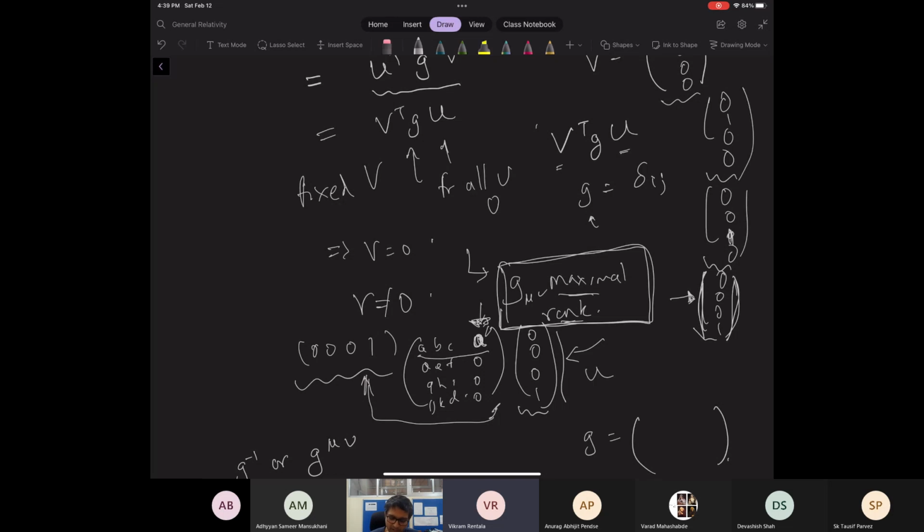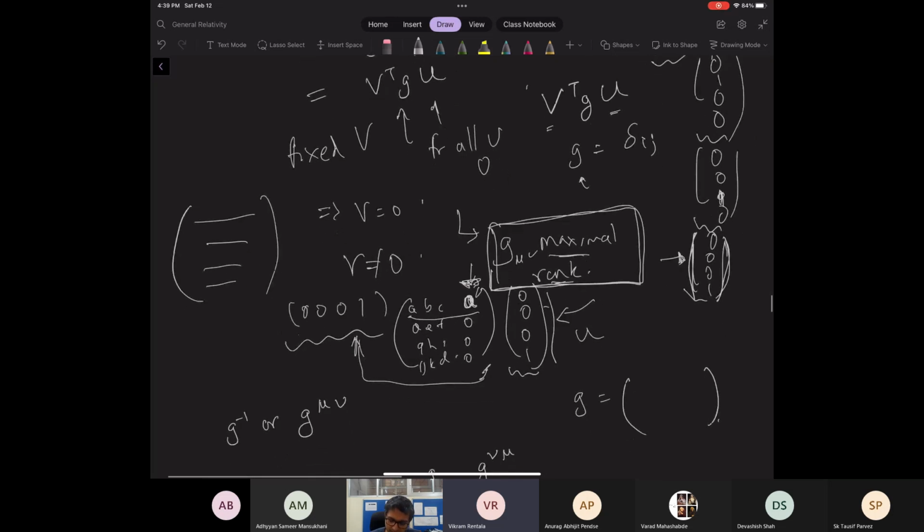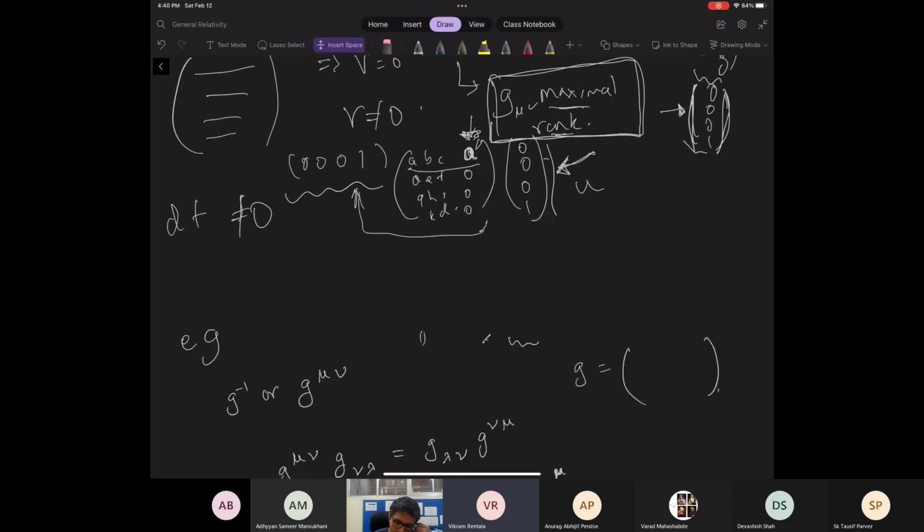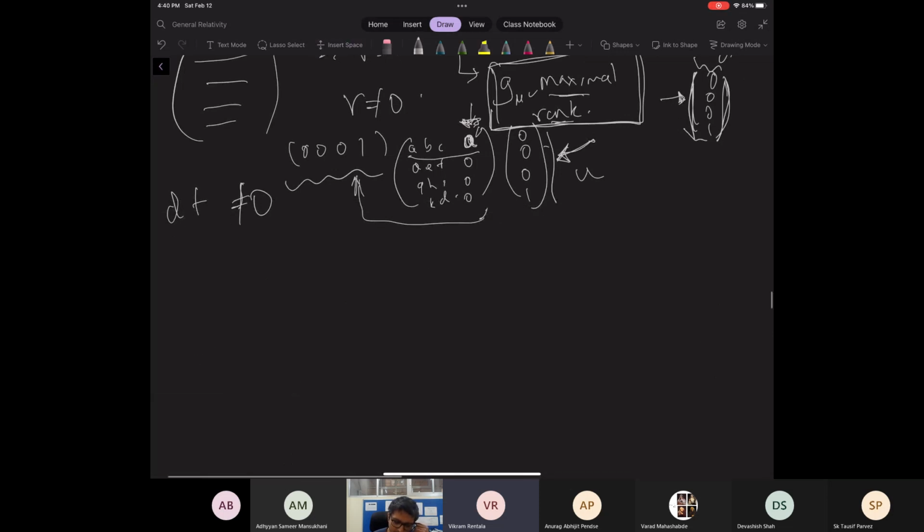Maximal rank just means that all the rows are linearly independent from each other. Sorry, I did this in a particular basis, in which it turned out that one row or one column is non-zero. But if you switch basis, the general statement is that the rows of G mu nu are all linearly independent. The rows and the columns are all linearly independent. Or another way of saying this is the determinant of G is non-zero, which means it has no zero eigenvalues. So these are all translations of the second property.